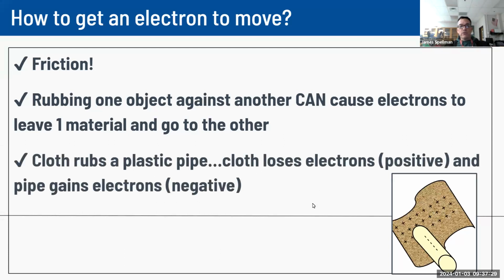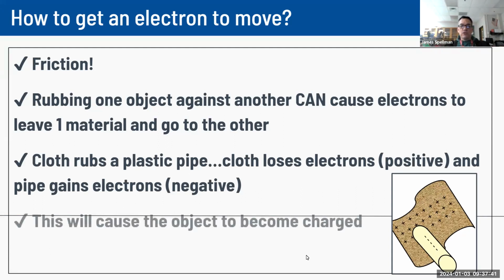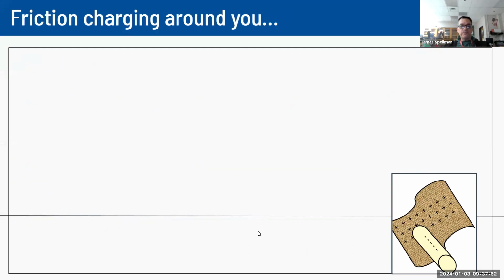An example in this little picture down here: if you have a cloth like wool rubbing on a plastic pipe, the cloth might lose its electrons to become positive. The pipe might gain the electrons to become negative, and we would see some attraction between the two that could cause movement. By rubbing them together like this, we can say the objects have become charged. One has become positively charged, one has become negatively charged based upon the motion of the electrons.